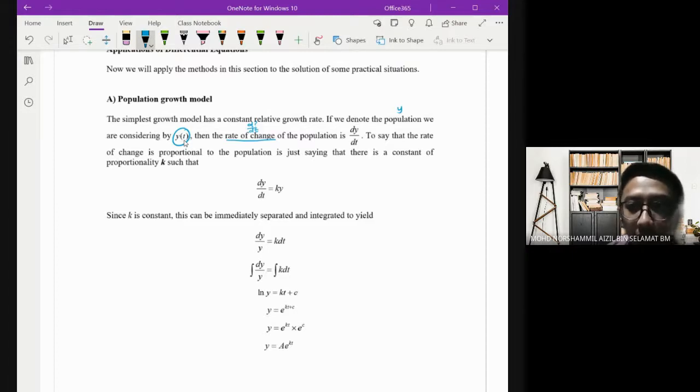To say that the rate of change is proportional. Proportionally means that the coefficient of your y will be k. So proportionally, that's why yang ni k. Alright. Proportional to the population is just saying that there is a constant of proportionality k such that yang ni lah ky. So we can denote dy over dt equals to ky.